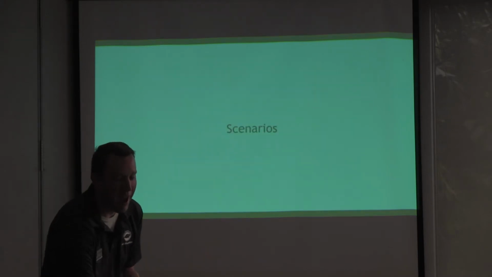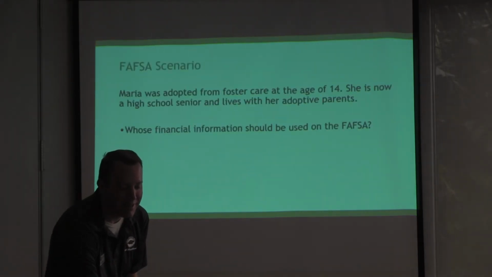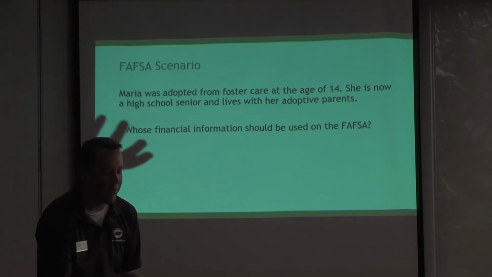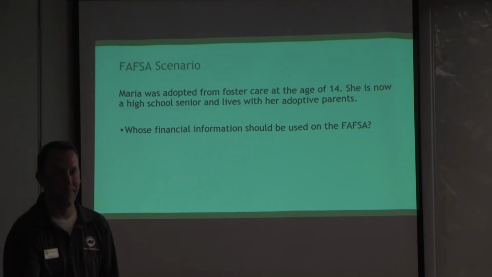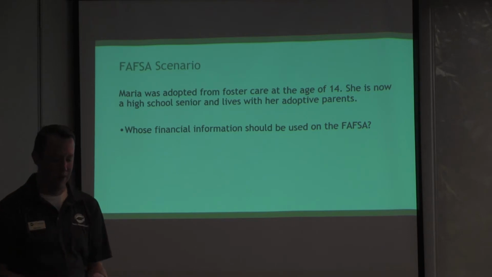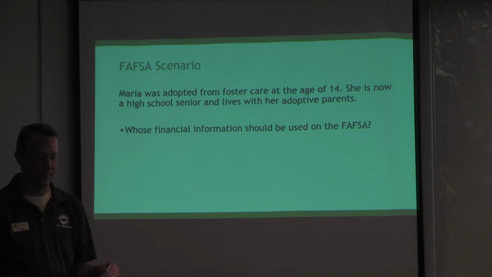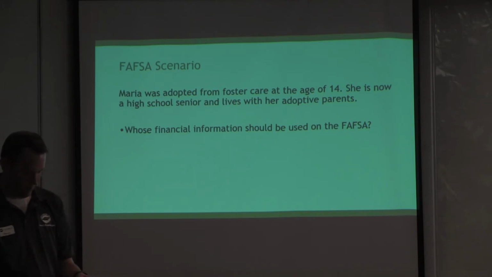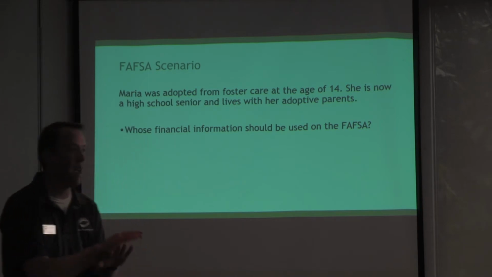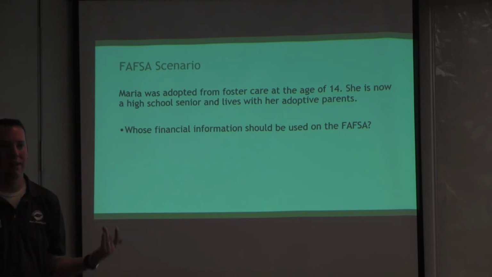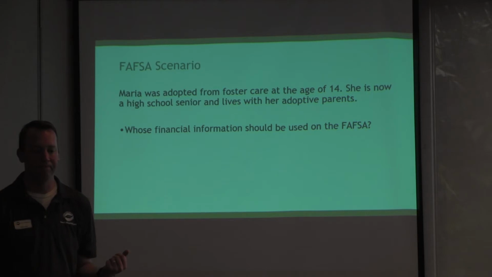Good. Okay. I have scenarios here. This one hopefully is easy. So Maria was adopted from foster care at the age of 14. She is now a high school senior and lives with her adoptive parents, whose financial information should be on the FAFSA. Independent. So she only has to put her own because she was adopted on or after the age of 13.